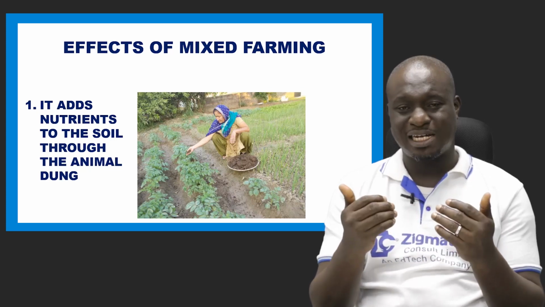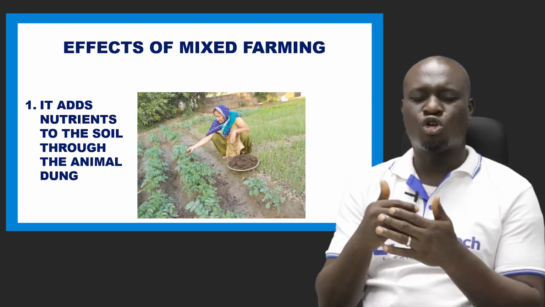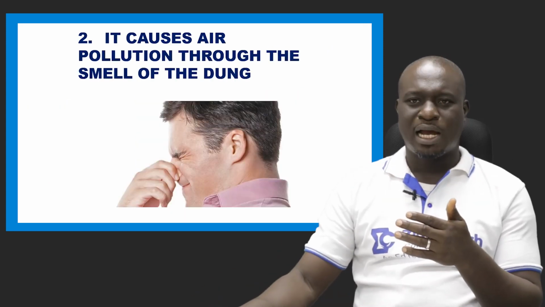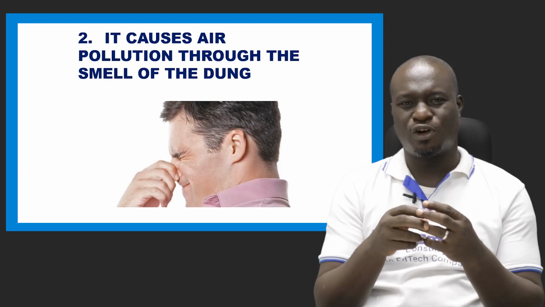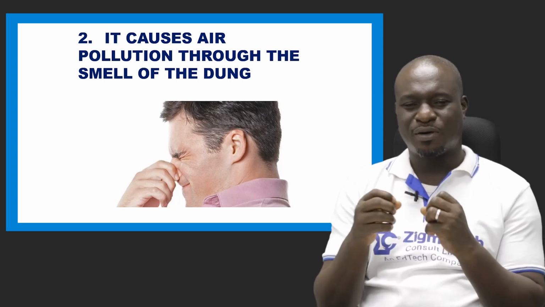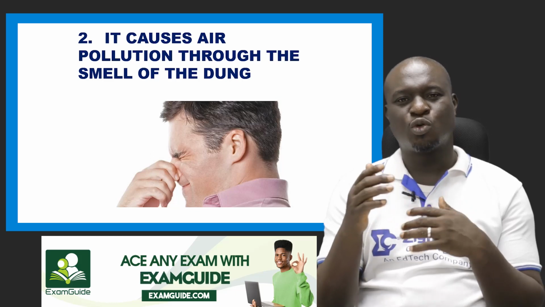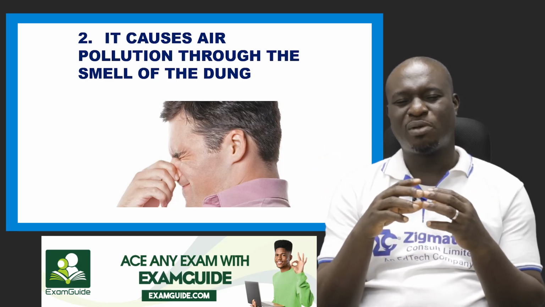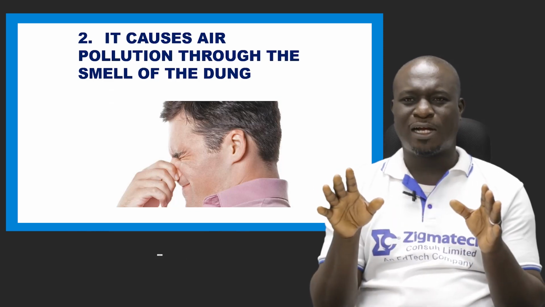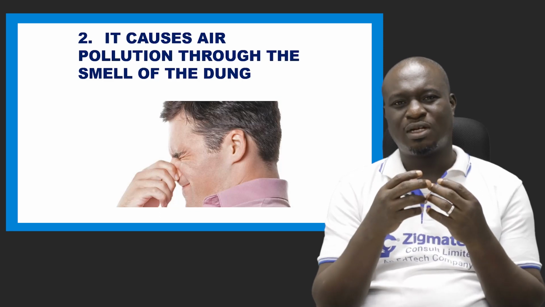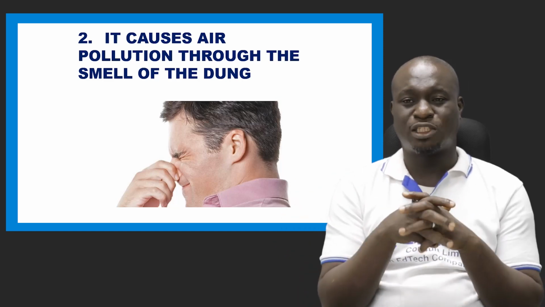And of course, you can guess properly, if the soil nutrient is improved, what do you think will happen to crop yield? Crop yield will also improve. And then number 2 effect, which is actually negative, is that it causes air pollution through the smell of the dung. Of course, animal dung doesn't smell nice. There was a particular place I lived, which was close to a very big farm settlement, and the smell was something else. When they apply this animal dung, the whole place gets so smelly. So it doesn't have a good smell, staying close to a farm where dung is being applied on that piece of land.